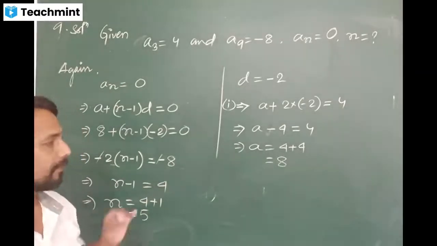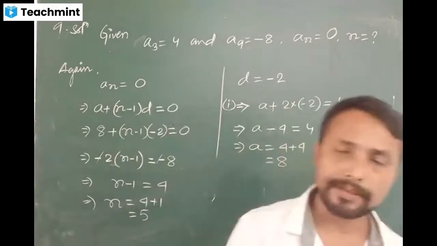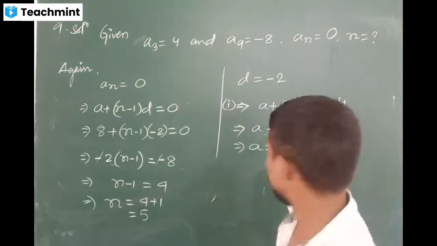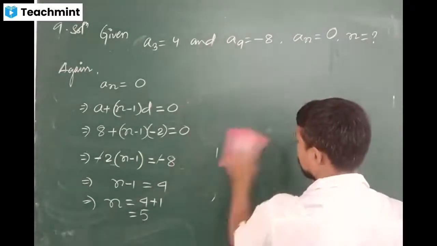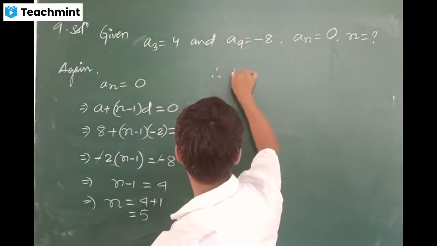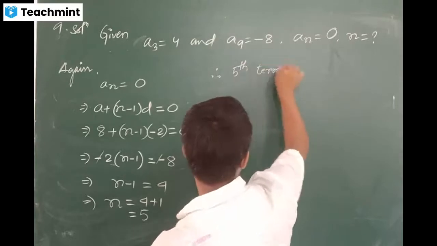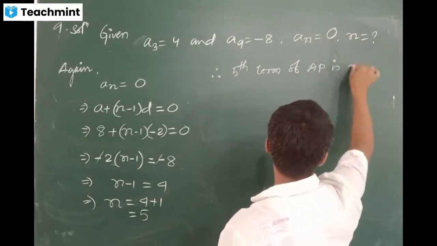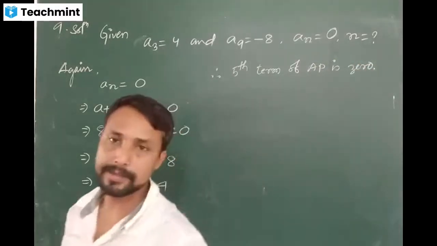Therefore, the fifth term of the AP is 0.